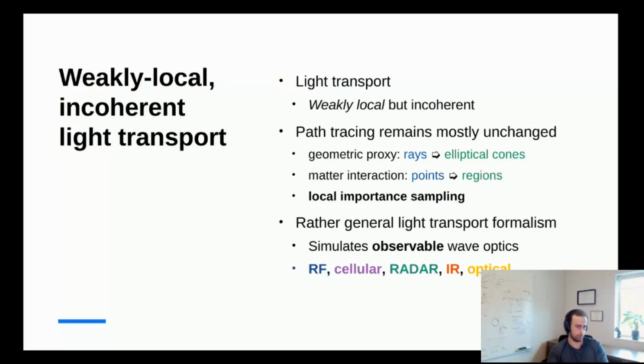We just no longer define a path over points, but over regions, right? And because the addition is incoherent, we can do local importance sampling and apply many of the path sampling techniques that are done classically. And those are rather general light transport formalisms. They apply to a rather wide range of the electromagnetic spectrum.